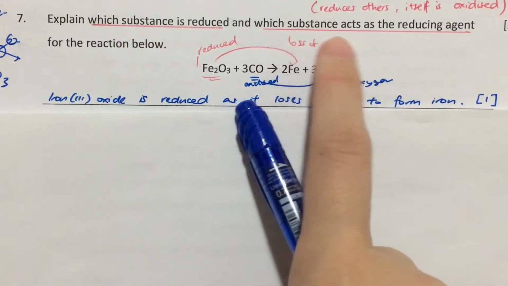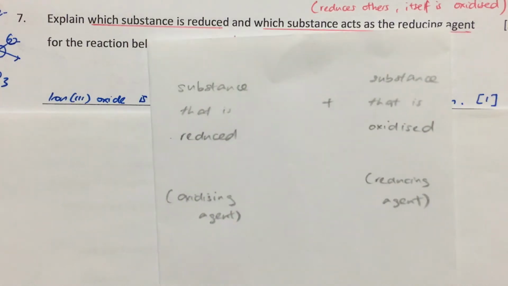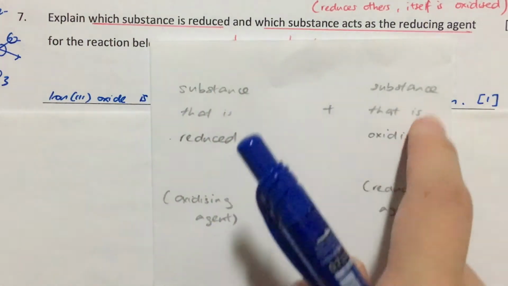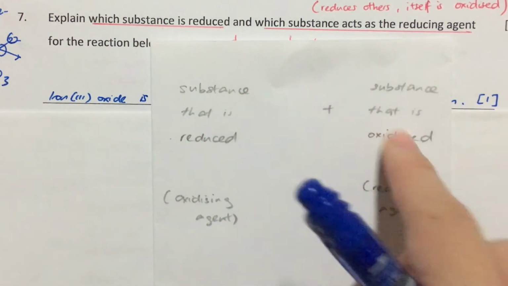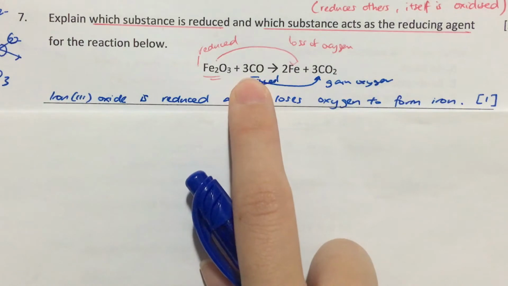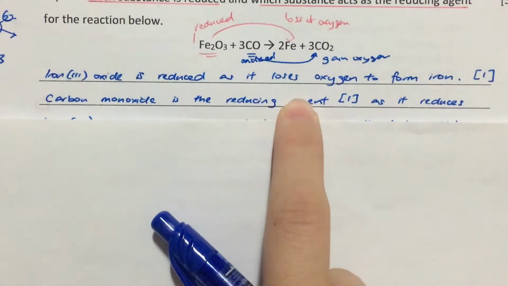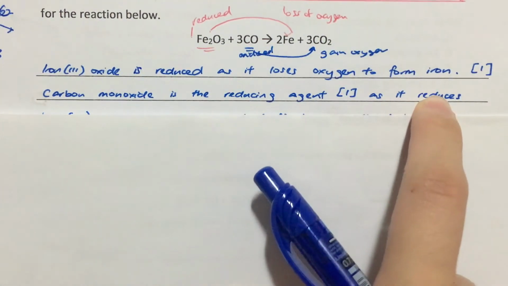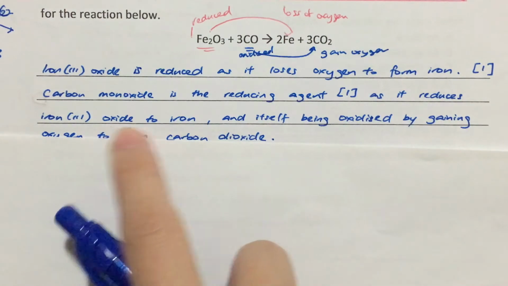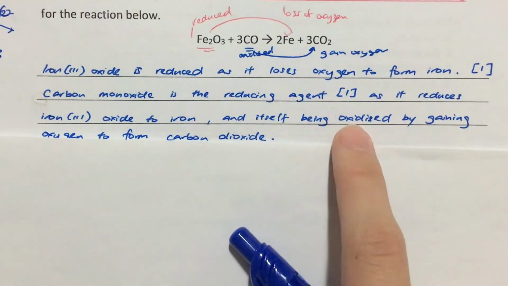Next, now they ask you which substance acts as the reducing agent. So we go back to here where we say that if it is a reducing agent, it reduces others and itself is being oxidized. So which is the one being oxidized? The one being oxidized over here is CO. There is one carbon, one oxygen, so it should be monoxide. So carbon monoxide is the reducing agent as it reduces iron 3 oxide to iron and itself is being oxidized by gaining oxygen to form carbon dioxide. So you explain both parts, where it reduces others and itself is being oxidized.